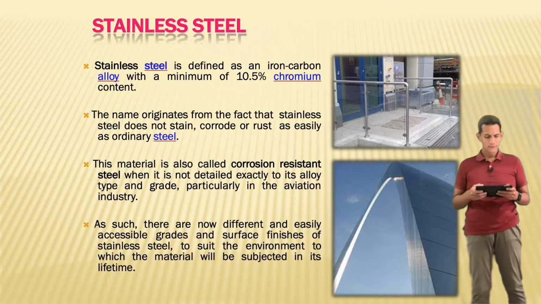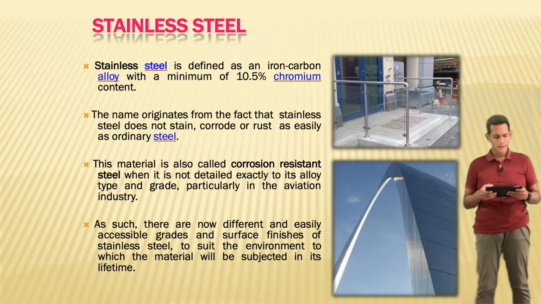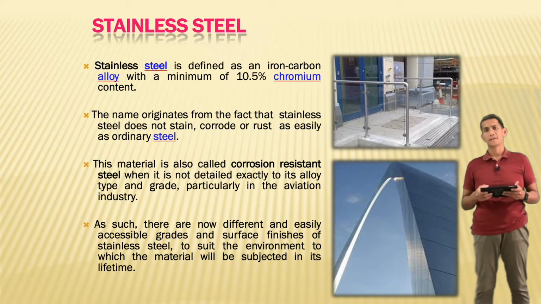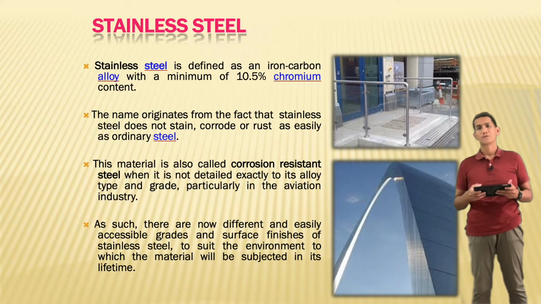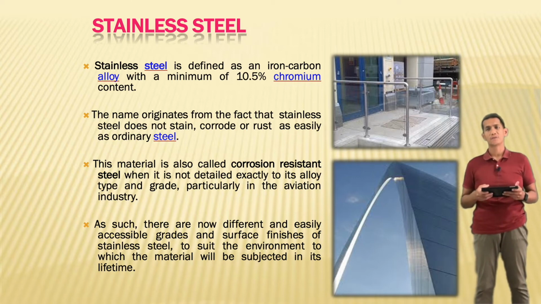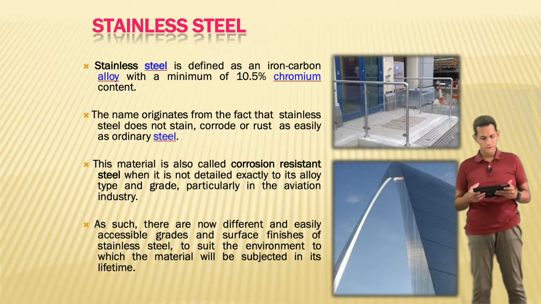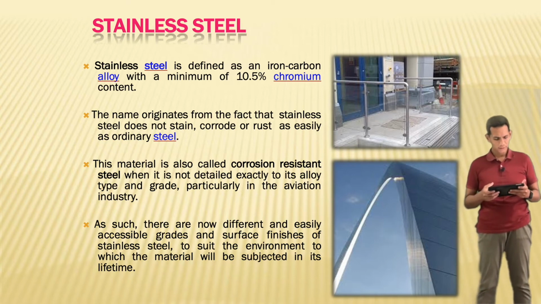Stainless steel is defined as an iron carbon alloy with a minimum of 10.5% chromium content. The name originates from the fact that stainless steel does not stain, corrode, or rust as easily as ordinary steel. This material is also called corrosion-resistant steel when it is not detailed exactly to its alloy type and grade, particularly in the aviation industry. As such, there are now different and easily accessible grades and surface finishes of stainless steel to suit the environment to which the material will be submitted in its lifetime.